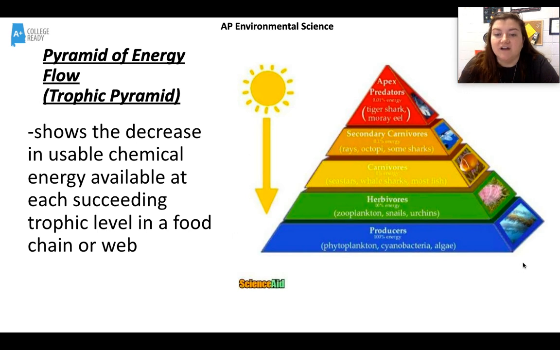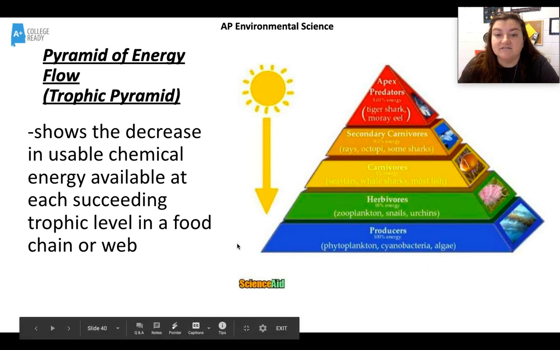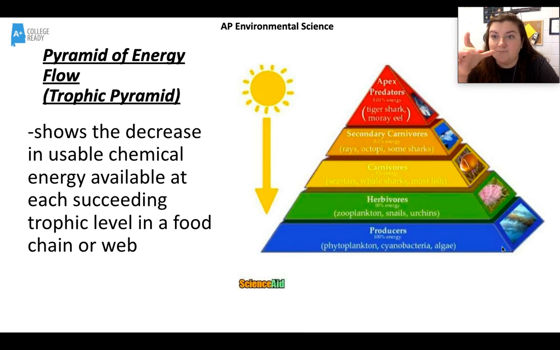So you've got your producers. There's a whole bunch of them, right? Down here at the bottom. It's a big wide base of that pyramid because that's where all of our energy comes from the sun. But starting with these producers, 100% energy. I don't know if you can see that. If you can see that right there, 100% energy for producers.